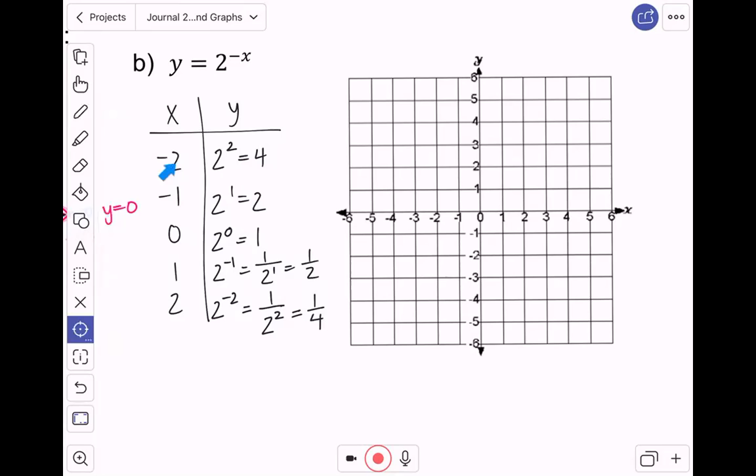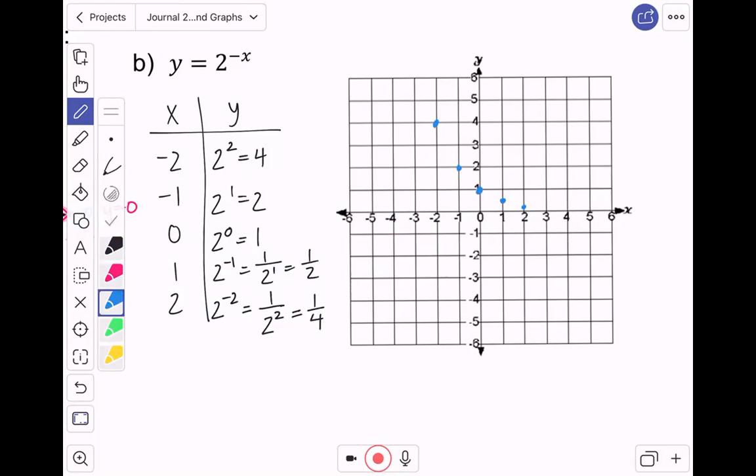So at negative 2 here, it goes up to 4. So that's going to be up here. And then at negative 1, it's at 2. At 0, it's back up to 1 again. And then at 1, it goes to 1/2. So it's like halving now. And then at 2, it takes about just half of that. So that's 1/4, about right there. So I got 1/4 when x equals 2.